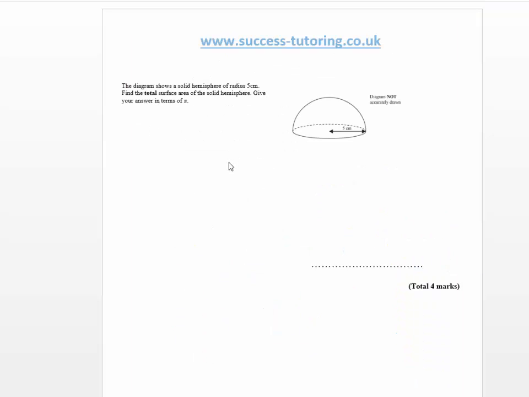Right, let's have a look at this one. The diagram shows a solid hemisphere of radius 5 centimeters. Find the total surface area of the solid hemisphere. Give your answer in terms of pi. Now clearly, let's zoom in actually on this one. This is a bit clearer.